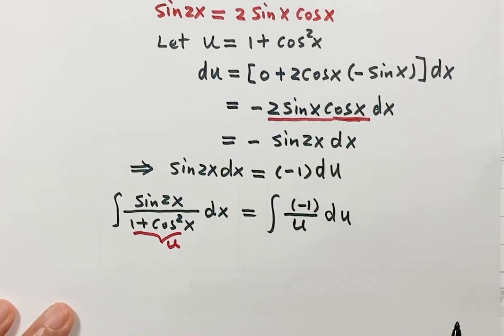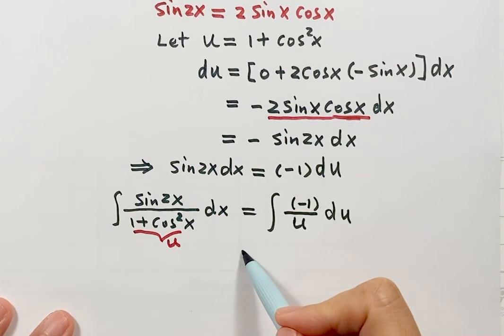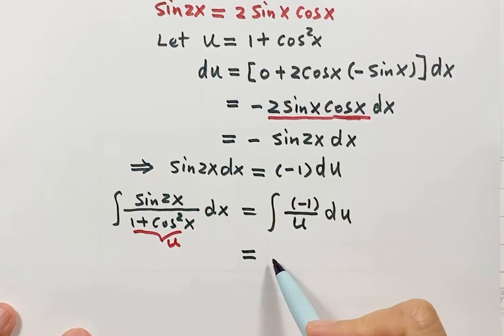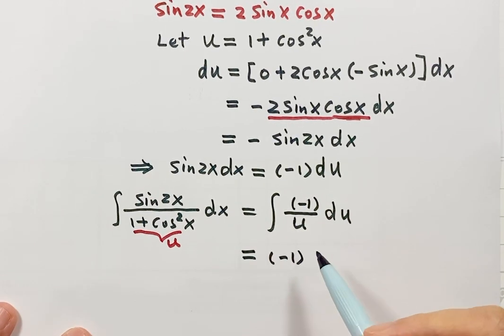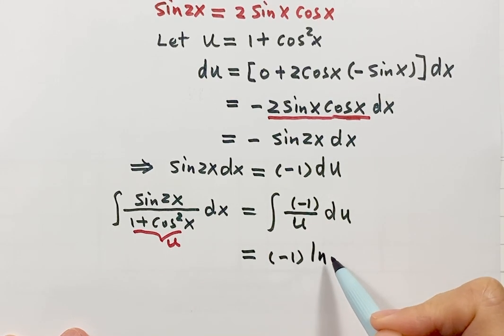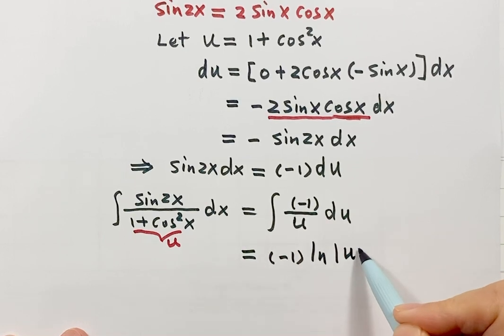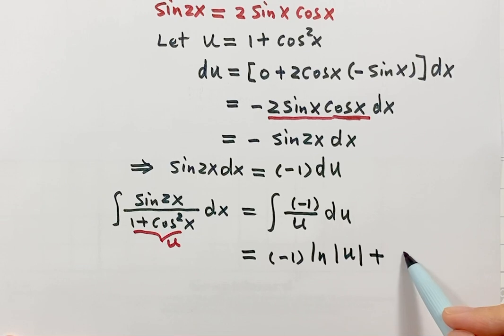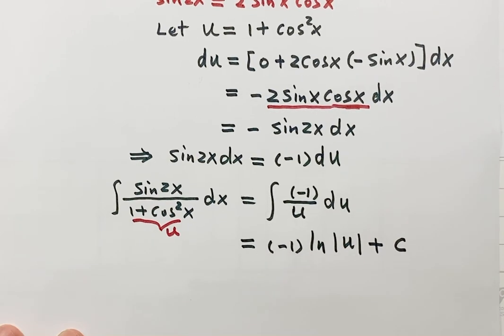So now we can do the integral. Just take the negative 1 out front. Then we have an integral of 1 over u, which is a very simple integral. It's just natural log absolute value u. Because this is an indefinite integral, don't forget to put the plus constant c.